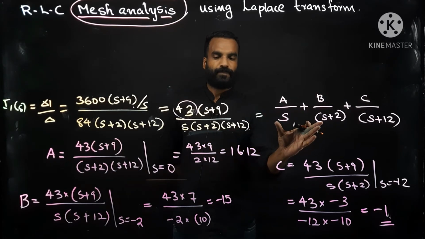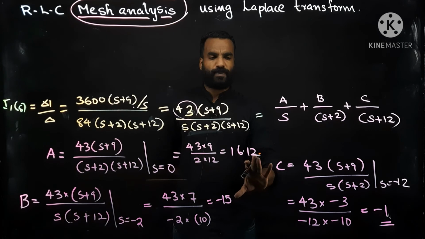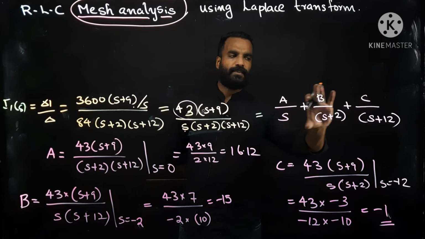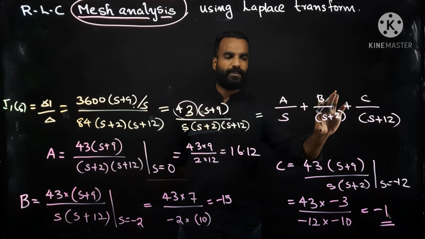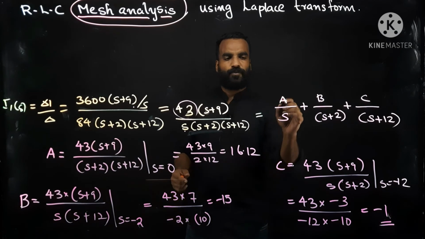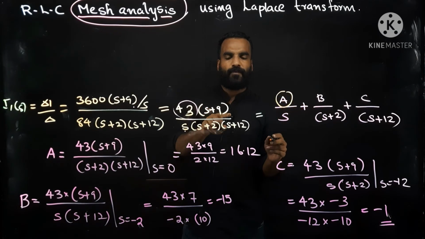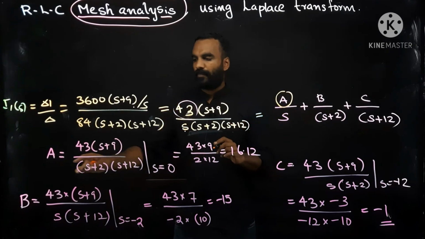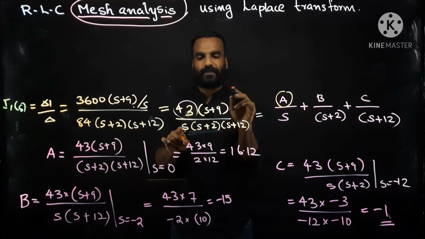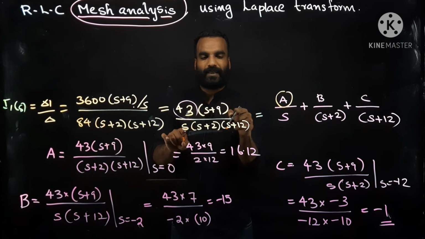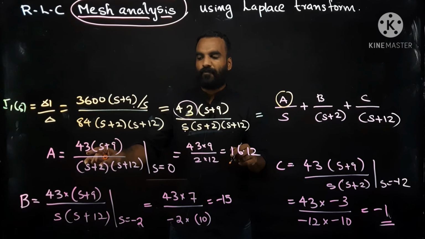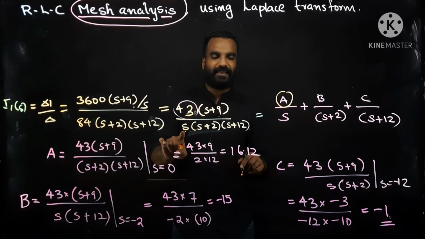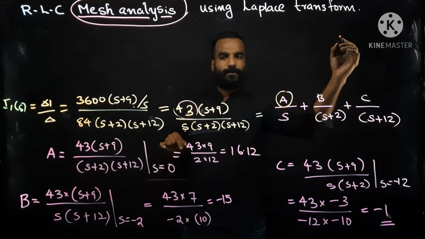I have written all the steps of partial fractions for I1 of s. This is the expression for I1 of s and these are the partial fraction steps: A by s, B by s plus 2, plus C by s plus 12. For getting A, I have to multiply the whole left side by s and put s equal to 0. So this s and the new s get cancelled, and it will be 43 into s plus 9 by s plus 2 into s plus 12, because this s is cancelled.